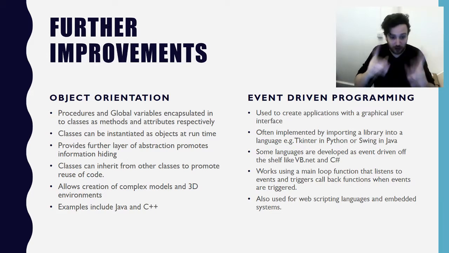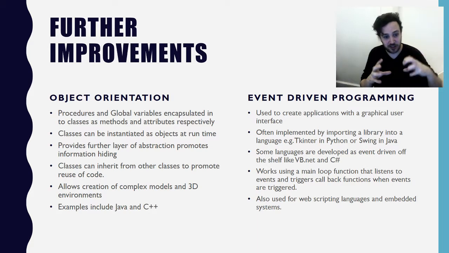Another factor about object orientation is that when you define a new class, you can inherit all the methods and attributes from previous classes, and that really promotes the reuse of code.